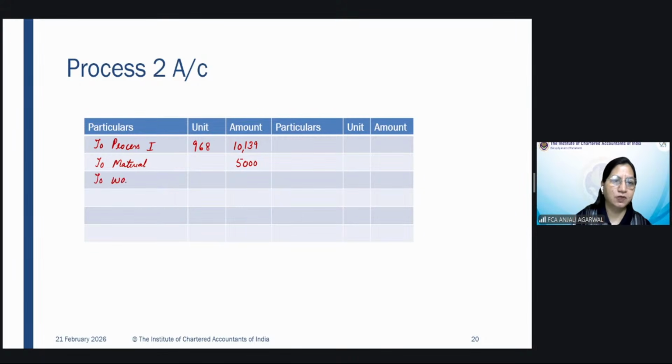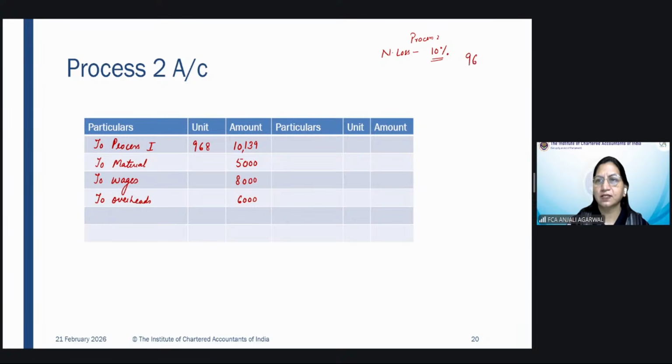Then wages in process 2, then overheads in process 2. So let's say this is given as 8,000. This is given as 6,000. So this is your total cost. Now what will further be given? Normal loss in process 2 is 10%.